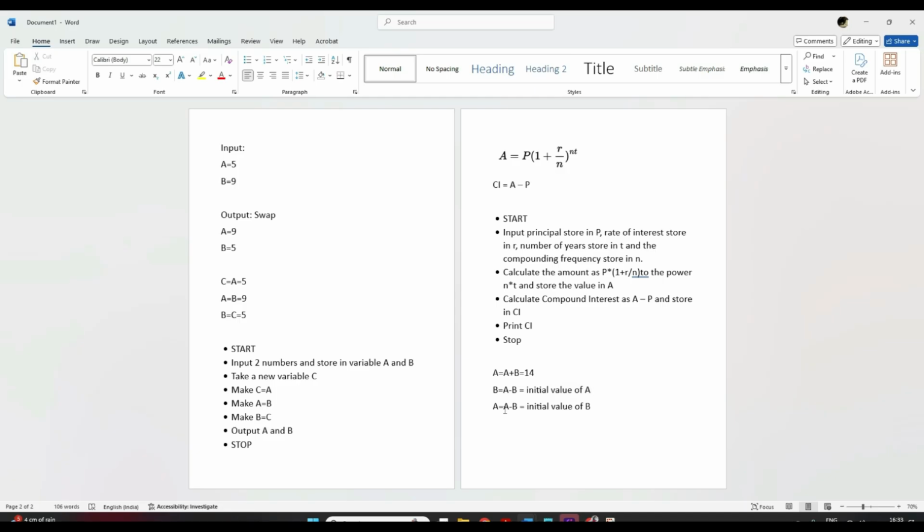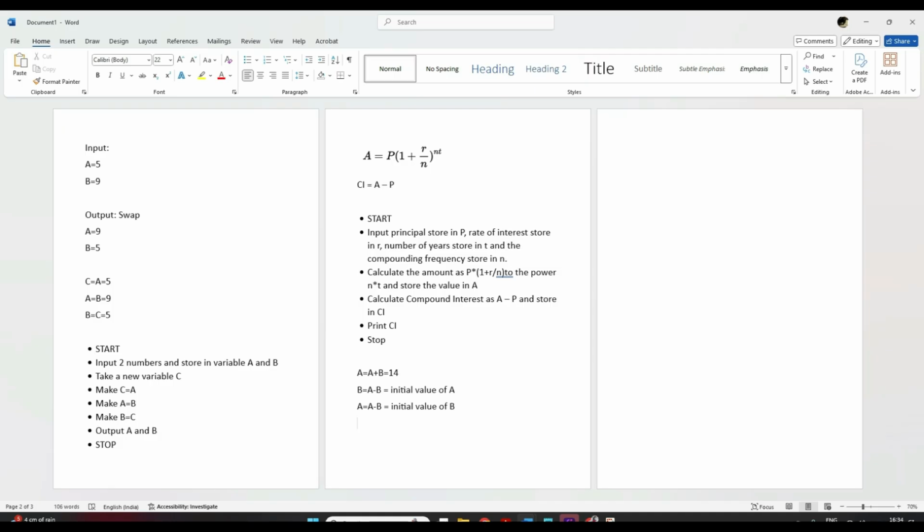Similarly, if I subtract b, which is the new value of b, from the complete a, which is your summation, I'll get the initial value of b. Clear? Because this changed b will have the value of a, right? So if I do a minus b, it will be clear.